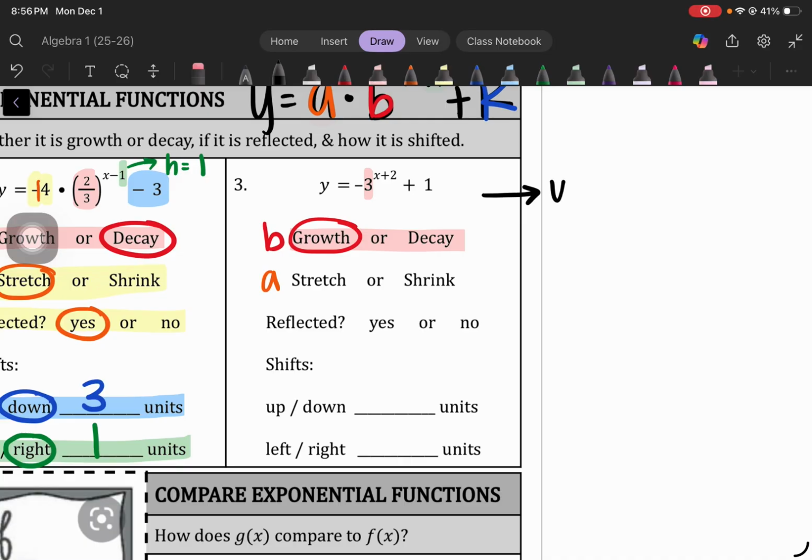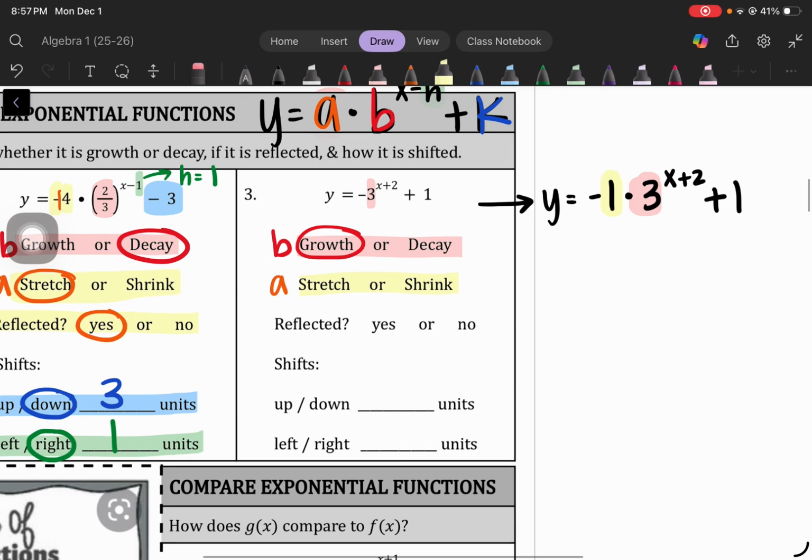So I can rewrite this as y equals -1 times 3 to the x plus 2, plus 1. So rewriting everything, we can always see that A. So now I can actually see whether we have a stretch or shrink. And because it is 1, we're not really going to have a stretch or shrink. We're not changing this number at all. So we're not going to stretch and we're not going to shrink, okay?